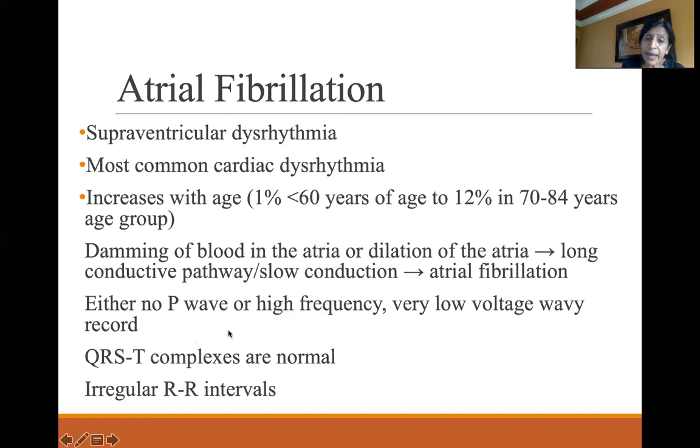Either no P wave or a high frequency, very low voltage wavy record. Okay, as I said, these are called flutter waves rather than P waves. QRST complexes are normal, with an irregular R to R interval. That is, the cycle length is not always consistent. Okay, each ECG cycle would be of different length.